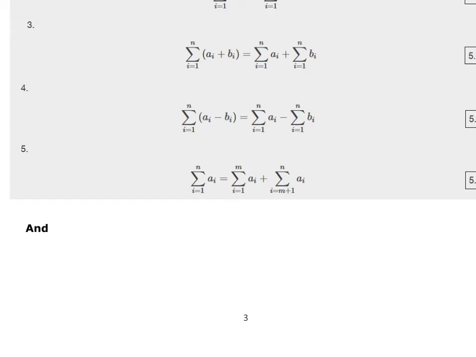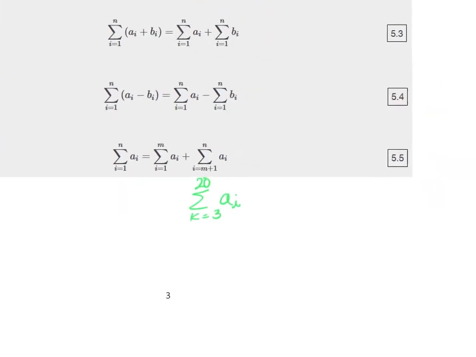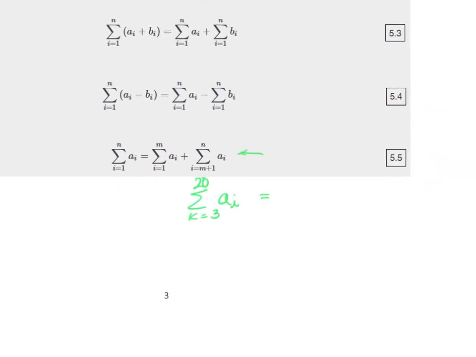If I have an index where I start with 1 and I stop, say, somewhere along the way, I can then pick up with the same explicit formula at m plus 1 all the way to n. So if there's a reason like, oh, I don't know, if you're doing the summation of k equals 3 to 20 of my a sub i, then I can use this to write this as a summation of k equals 1 to 20 of a sub i, and then I could subtract off whatever pieces I don't want.